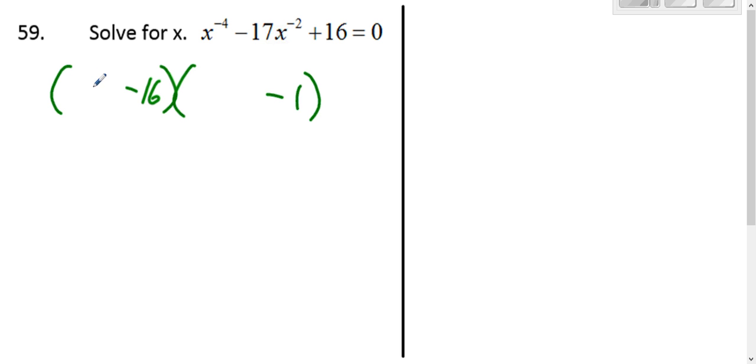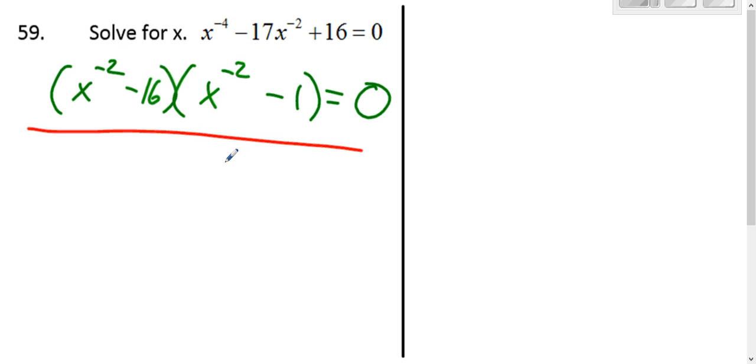Good. Now, the term that goes in the front is always the variable part in the middle, x to the negative second. So to finish that off, we got to tee it up. We get x to the negative second. We can actually factor that further. Let's go ahead and factor it further.